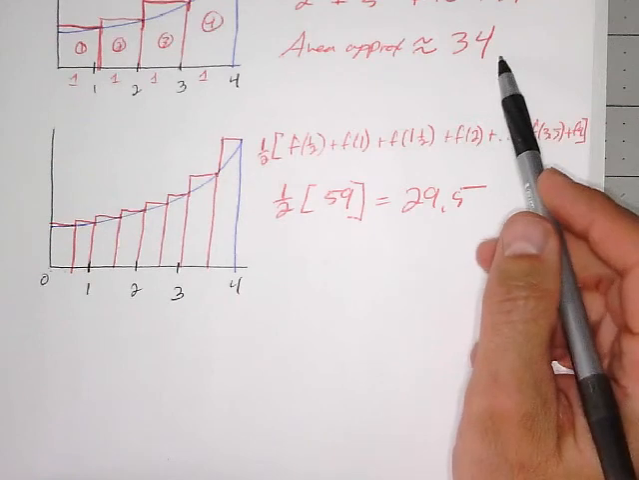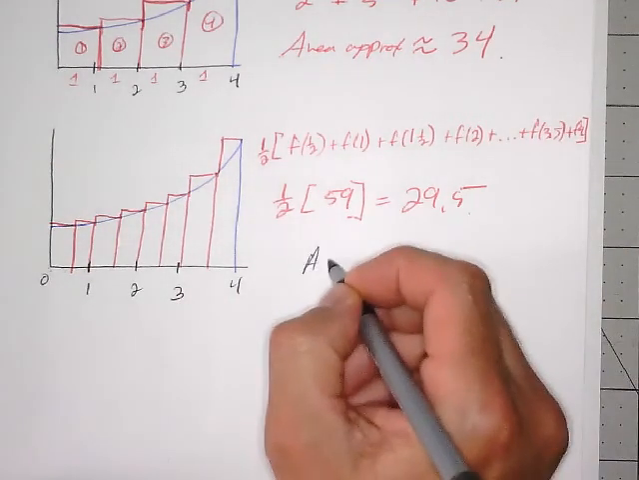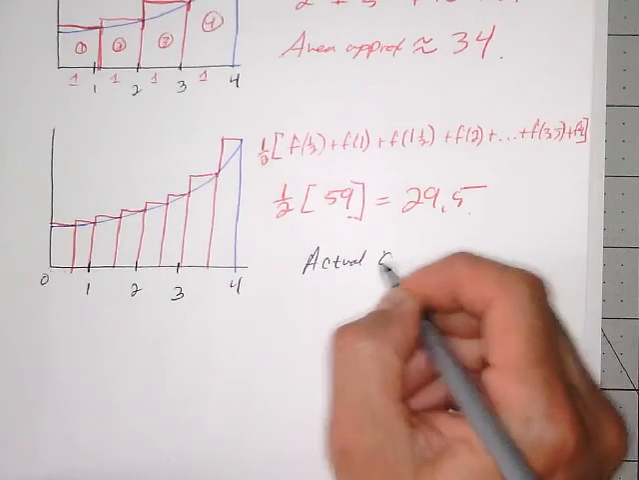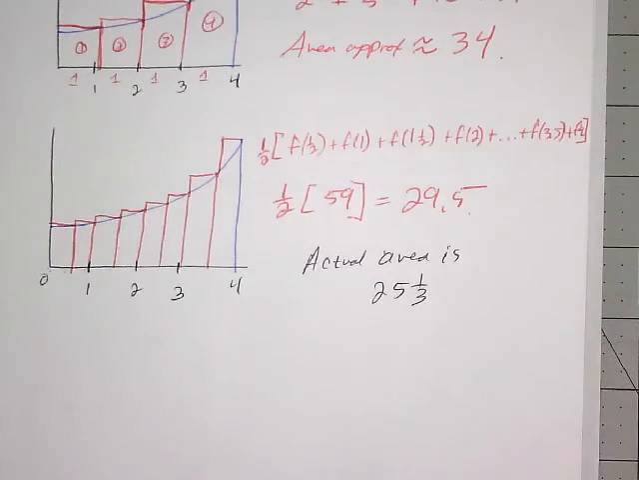So before we got 34 with 4 subintervals. With 8 subintervals, we got 29.5. All right, actual area is 25 1/3. So again, one was too little, one is too much. It's like Goldilocks and the Three Bears. One was too hot, one was too cold. Eventually, we're going to find one that is just right. And the one that is just right would be our midpoint approximation, which is what we're going to talk about next.